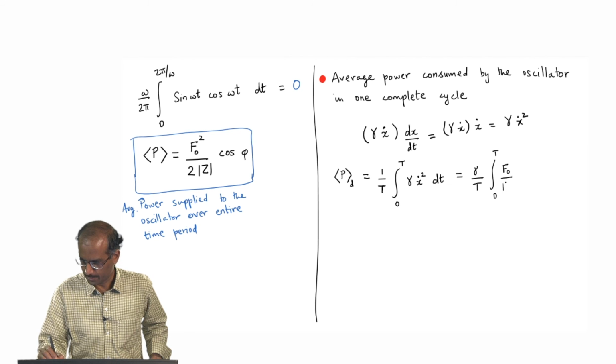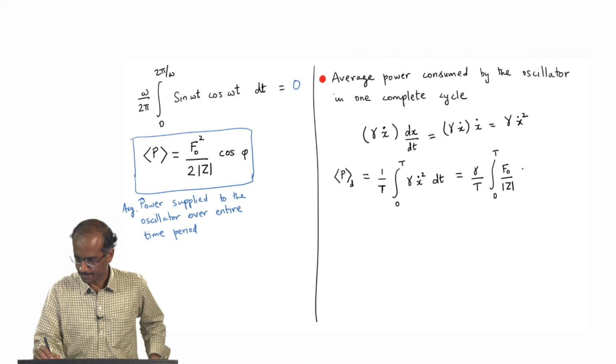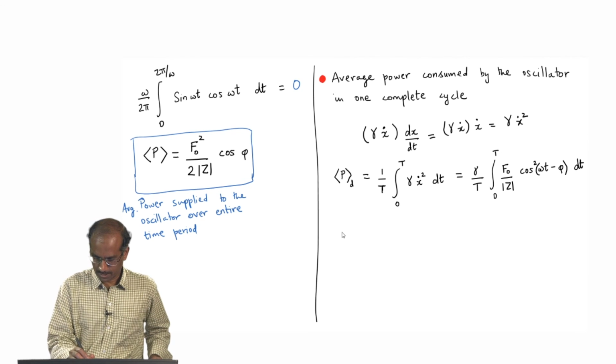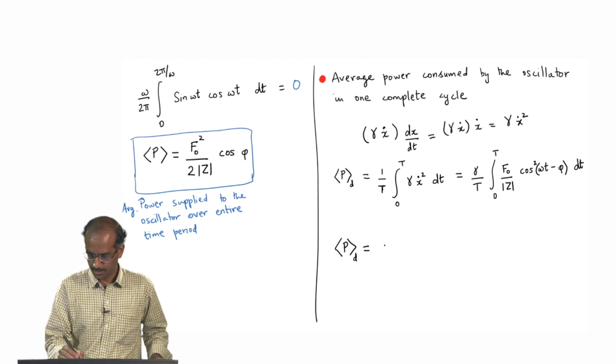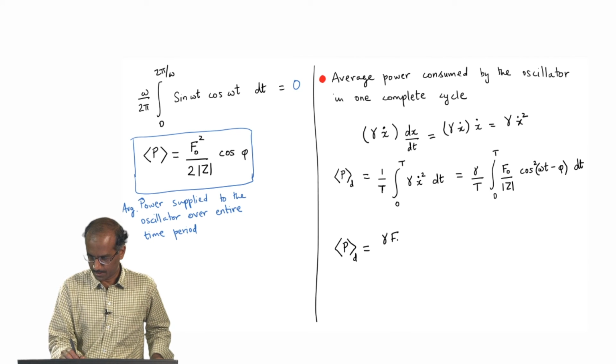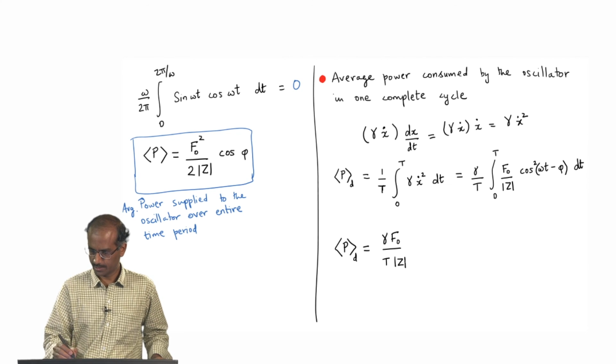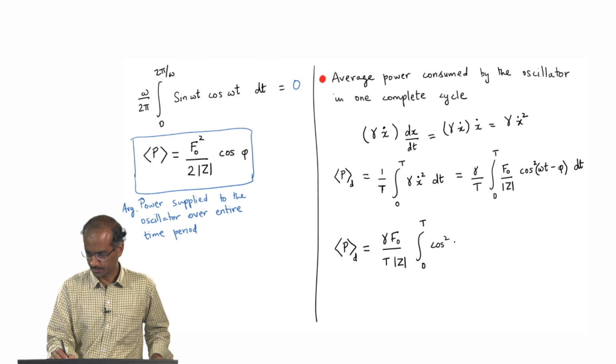that would be f 0 by mod z cos square omega t minus phi dt. So, this can be further simplified. Average P, average power dissipated, is equal to gamma f 0 by t into modulus of z, integral 0 to t cos square omega t minus phi.